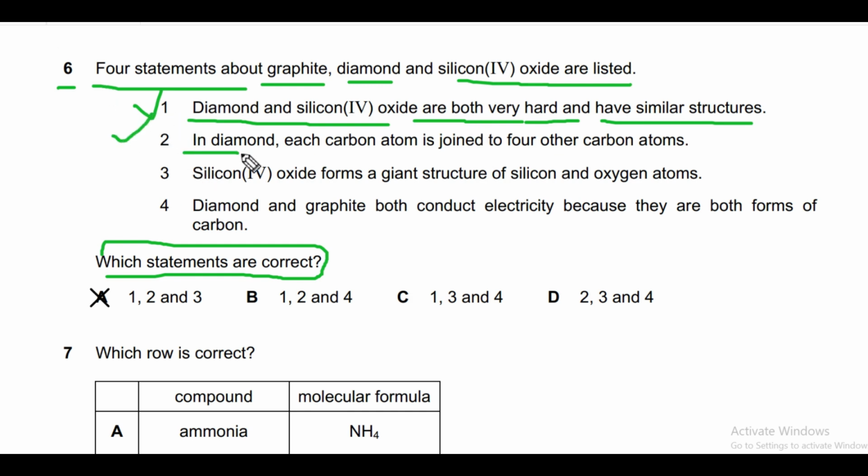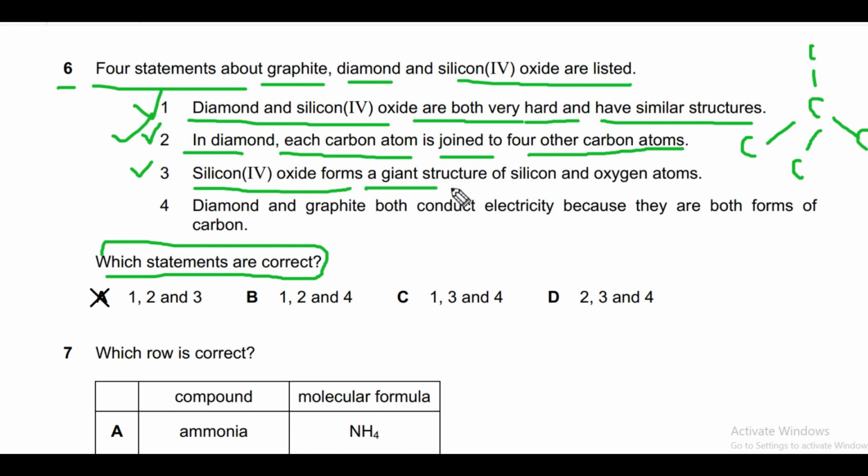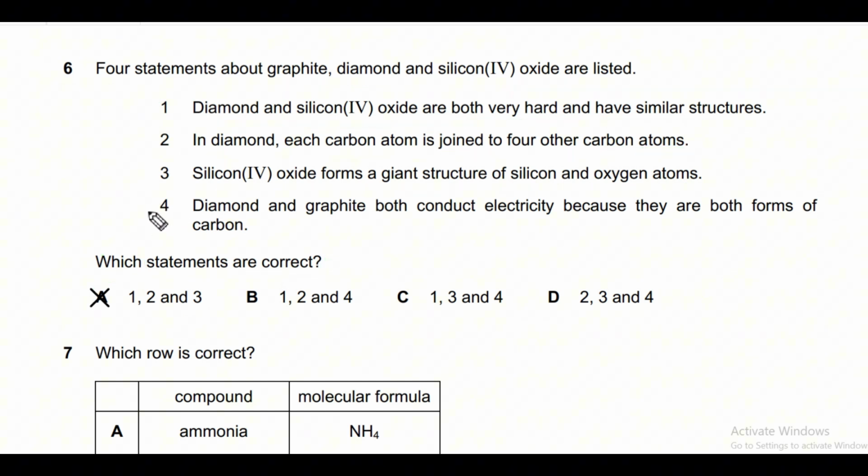Number 2, in diamond every carbon atom is joined to 4 other carbon atoms. This is true. Carbon is tetrahedral. See, 1 carbon is attached to 4 other carbons. Now 2 also right answer. 3, silicon(IV) oxide forms giant structure of silicon and oxygen atoms. Silicon dioxide formula SiO2. So this also true. This 1, 2, 3 are the right answer. So number 4 is wrong.